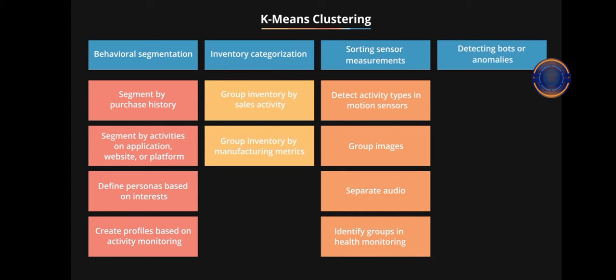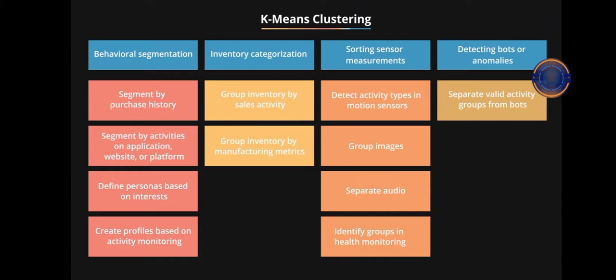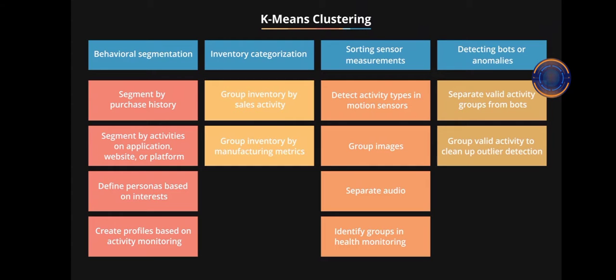When we talk about detecting bots or anomalies, there is separation of valid activity groupings from bots, and grouping valid activity to clean up outlier detection. In addition, monitoring whether a data point switches between groups over time can be used to detect meaningful changes in the data.